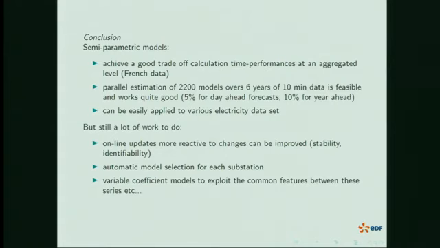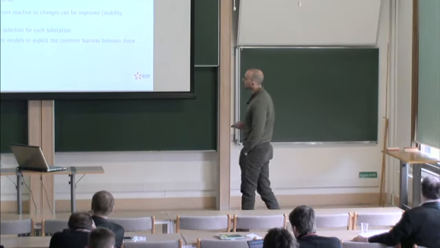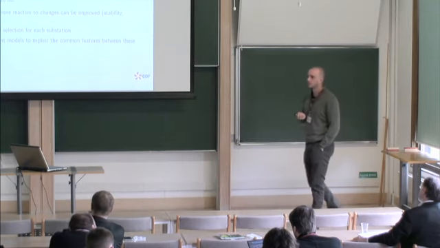So, conclusion: semi-parametric models achieve a good trade-off between calculation times and performances for classic data at aggregated levels. And we could proceed to parallel estimation of 2,200 models over 6 years of 10-minute data. Actually, it took about 1 day on a quite big computer, but with 8 CPUs. So it's really quick, and it could be easily applied to various electricity data sets.